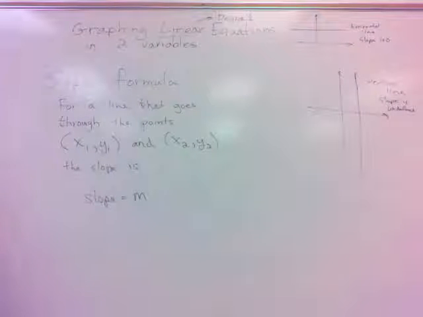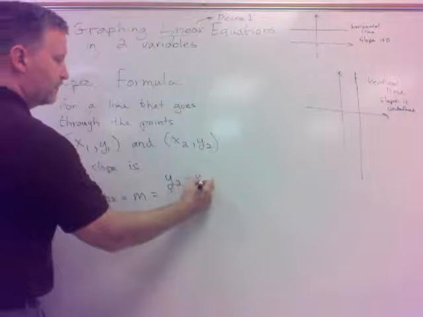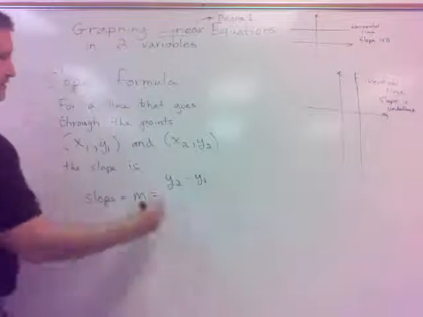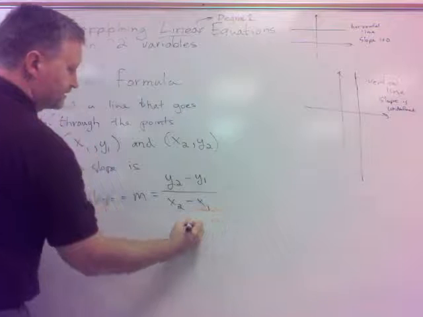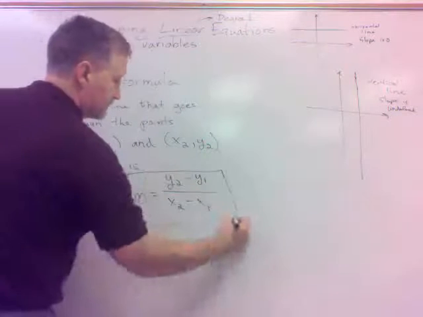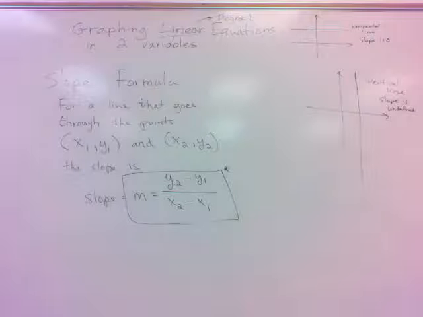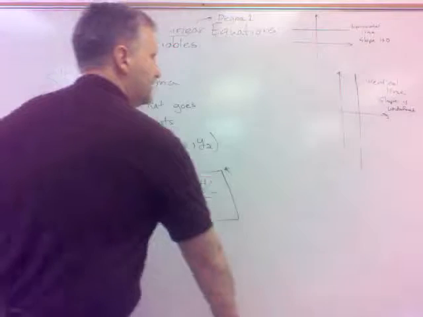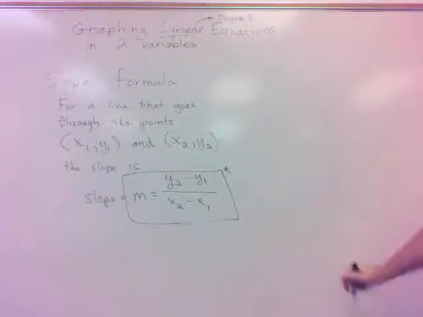So m equals, the slope equals, y2 minus y1, the difference of the y's, over x2 minus x1. That is the so-called slope formula right there. Difference of the y's over difference of the x's. Okay? Just for practice here, let's do a couple of computations.